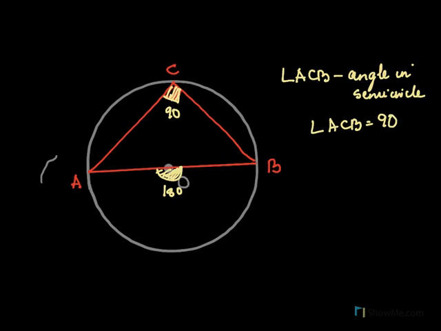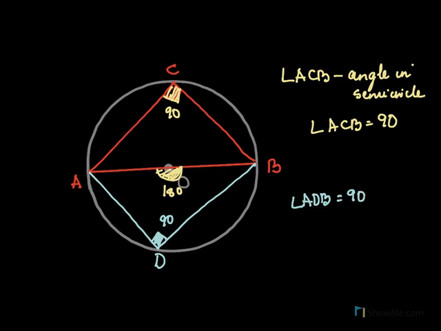Like if you were to draw on the other side here, this would be an angle at the semicircle. This also would be 90. Angle ADB would also be 90, angle in a semicircle.